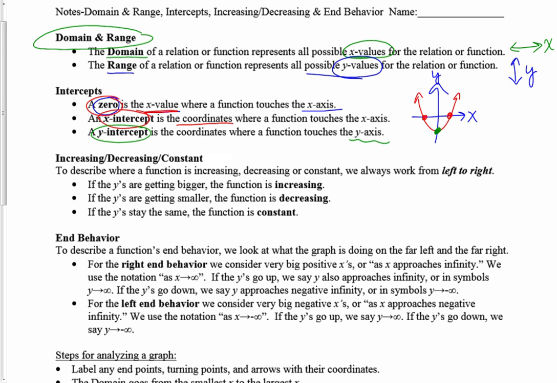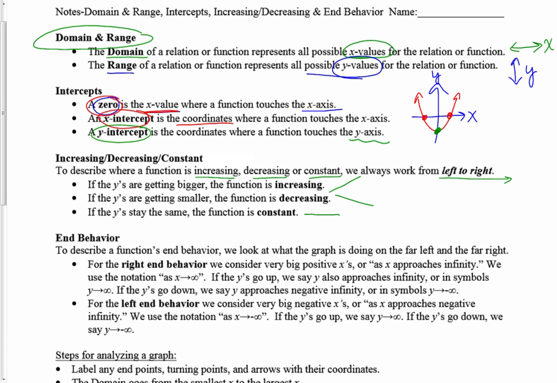All right, increasing, decreasing, and constant. We can describe how a function is changing. So we're going to say where a function is increasing, decreasing, or constant, and we have to work from left to right, the same way we would read. So while we're doing that, if the y's are getting bigger, the function is increasing. So if I'm drawing from left to right and I'm going up, I'm increasing. If the y's are getting smaller, so as I go from left to right, I'm going down, I'm decreasing. If the y's stay the same, so if I'm nice and flat, then I'm called constant. I'll look at how to write that later.